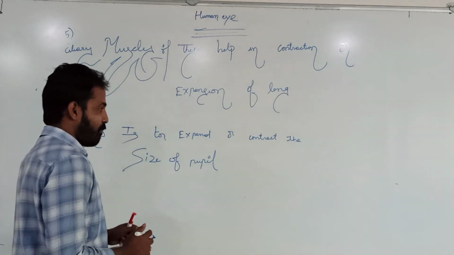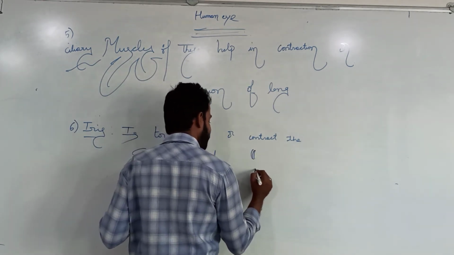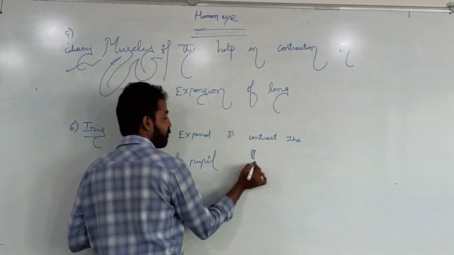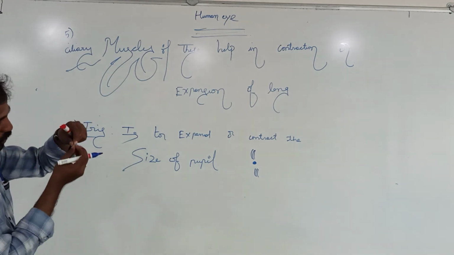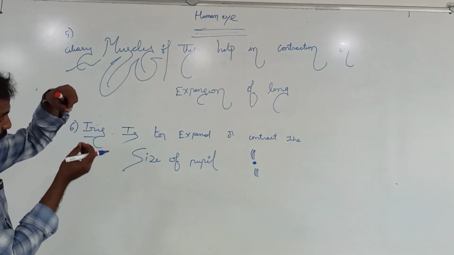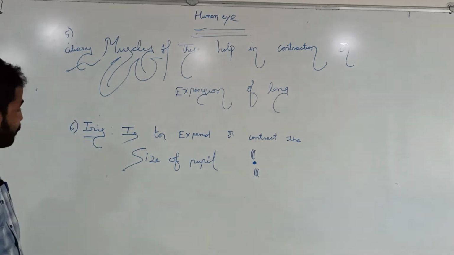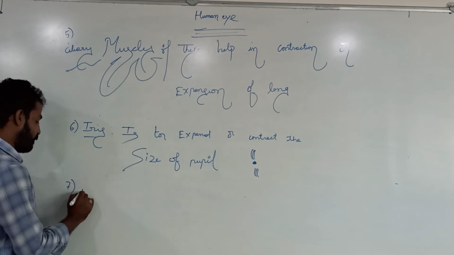That means, for example, if you see the diagram of the iris, this is what iris is. In between there is a gap. This gap is what we call the pupil. The size of the pupil gets controlled with the help of iris. The seventh part is pupil.